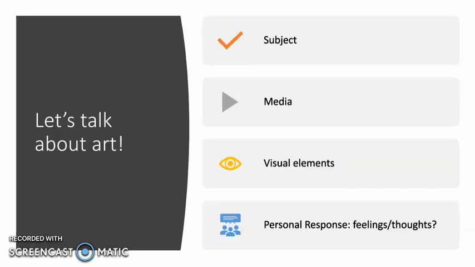So as we always do in our art lessons, we're going to start off by talking about a piece of artwork. So we're going to talk about the subject, then we're going to talk about the media, what the artist used to create the piece of artwork. We're going to talk about the visual elements, and last of all you're going to talk about your personal response, what the piece of artwork makes you feel or makes you think.